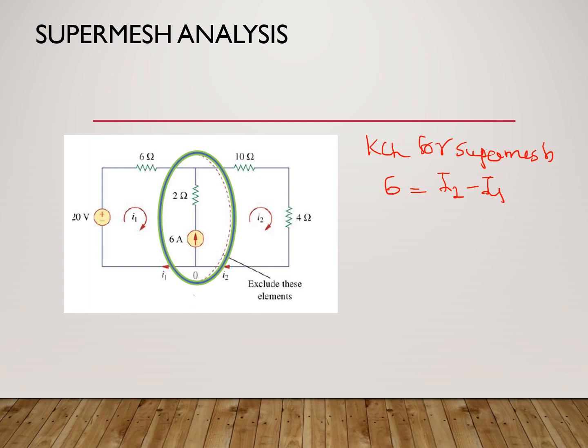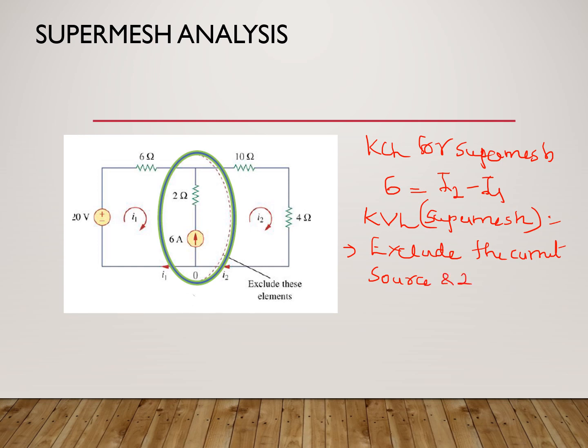Now the second equation we write is KVL for the super mesh. How do you write KVL? You exclude or remove the current source, and if there is a resistance in series with it, the 2 ohm resistor, because basically you are removing this current source, this branch from here, right? So once we remove this, then we are able to write KVL for the remaining part for mesh 1 and mesh 2.